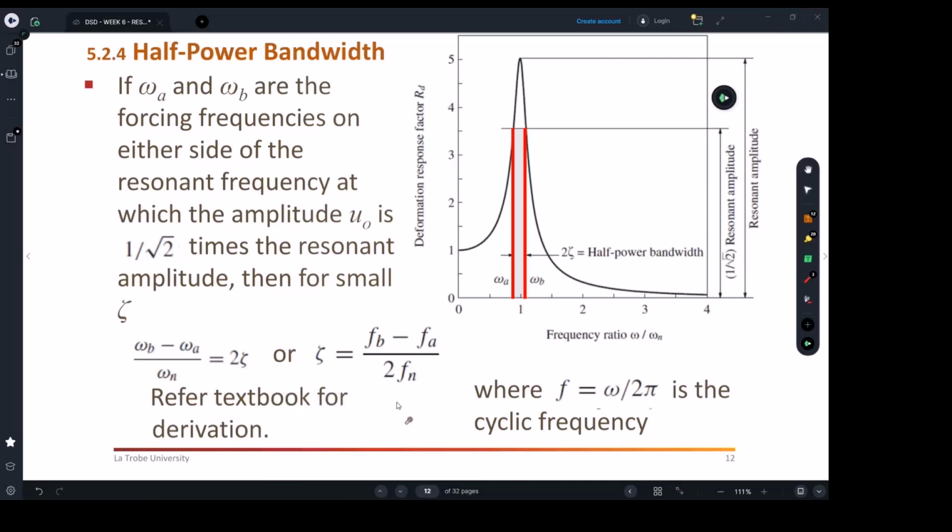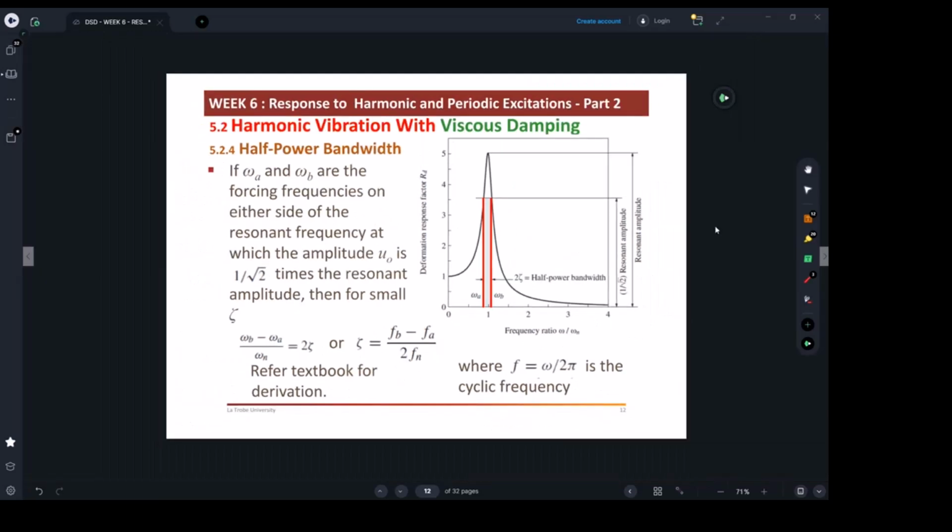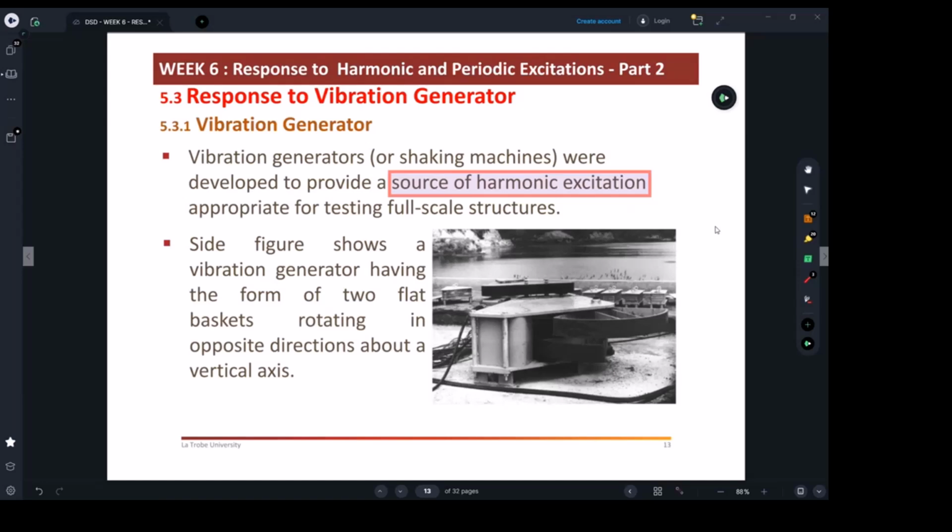Is there a question we have about the bandwidth? You will see how it's actually used in some of the examples. I'm not sure what's coming next.